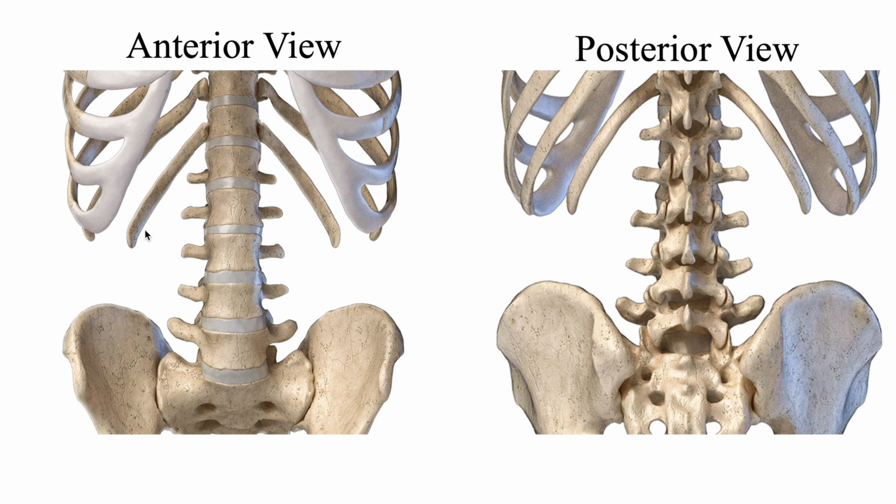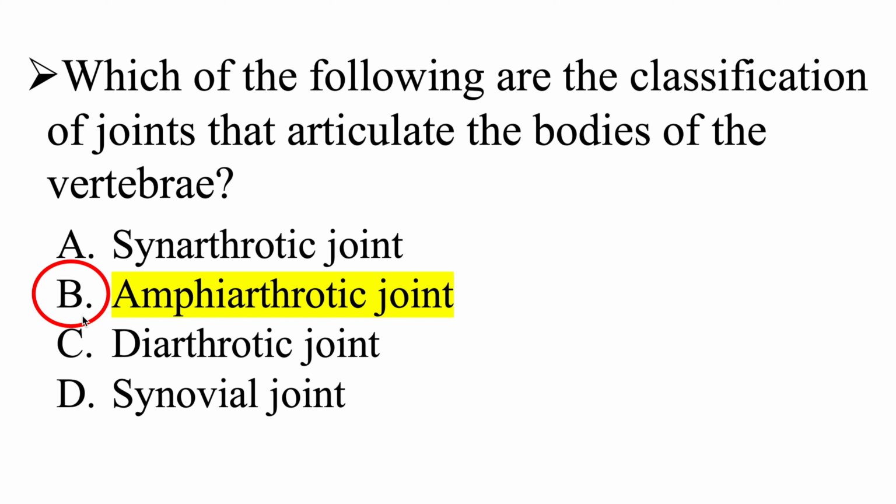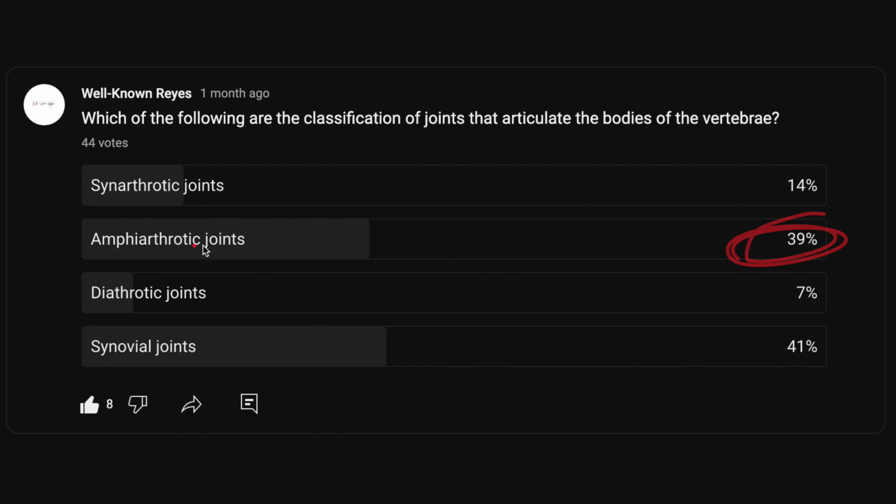Now, it's important that we do not get this joint confused with the posterior view of the vertebral column, which shows these joints that are gliding joints. These joints right here are known as our zygapophyseal joints. Now, this question wants us to know the classification of the joint between the bodies. These are intervertebral discs that make the intervertebral joints, which are fibrocartilaginous joints, also known as amphiarthrotic joints. This joint has limited movement. And so the correct answer here is amphiarthrotic joints. 39% of you got this answer correct.